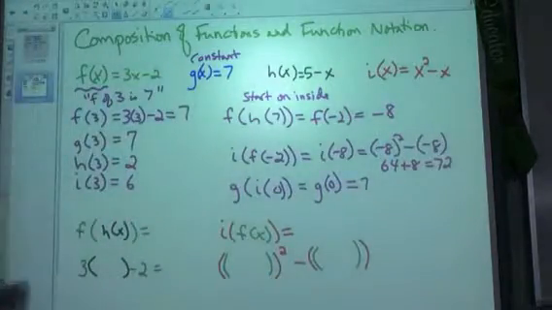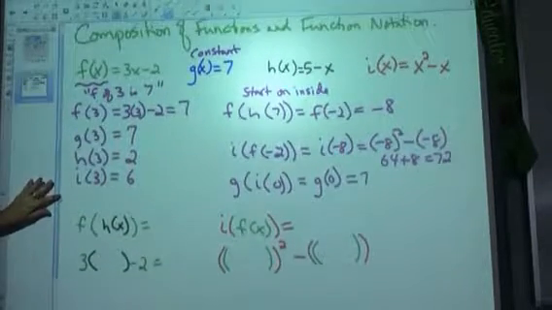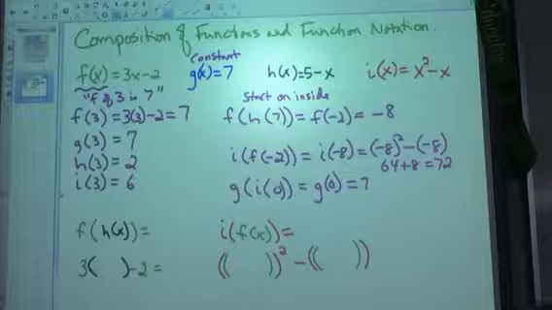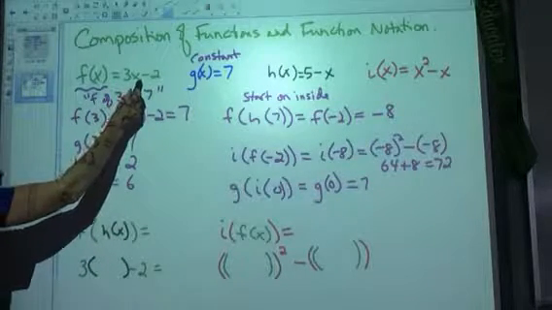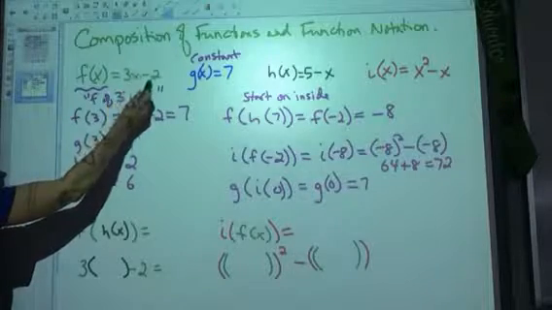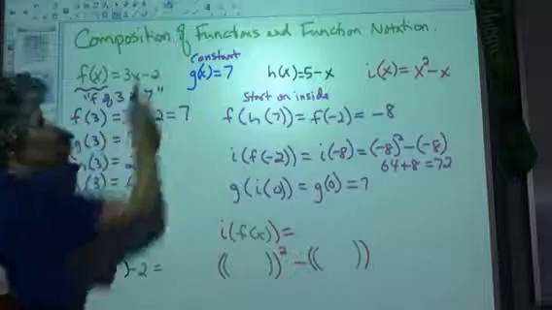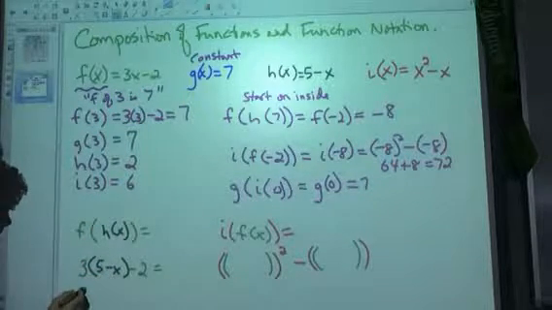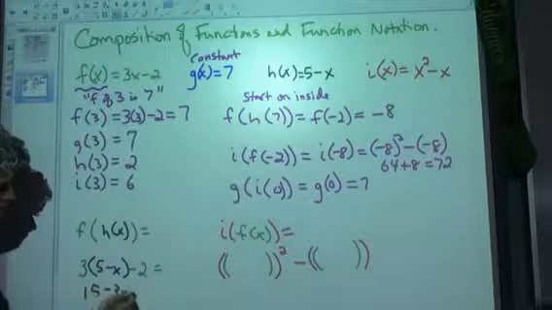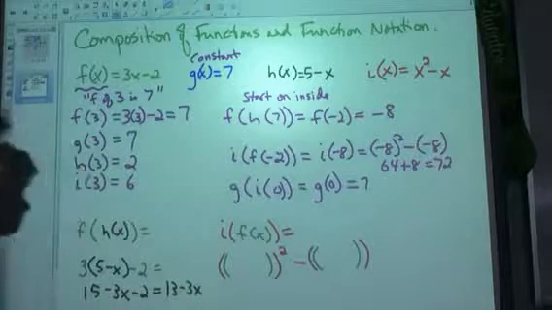So composition, you do a function of a function. And then you can do a function of a function, but with the functions, not the numbers. So f of h of x. So the f function says take your number, multiply it by 3, and subtract 2. So we're going to take the whole h function, the whole 5 minus x, multiply it by 3, and subtract 2. So it would be 13 minus 3x.